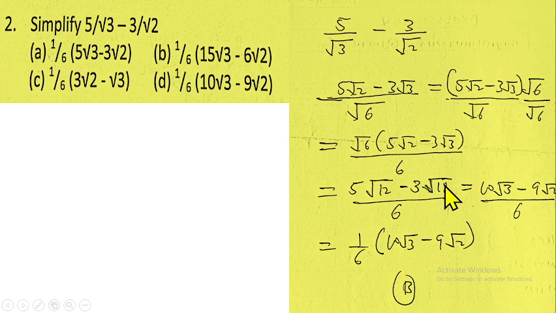We can simplify root 12 further. How do we do that? Look for two numbers you can multiply together to give us 12, and one of them is a perfect square, so that will be 4 times 3. And what is root 4? That is 2. 2 times 5 will give us 10. You are left with root 3, and that's what you have in here.